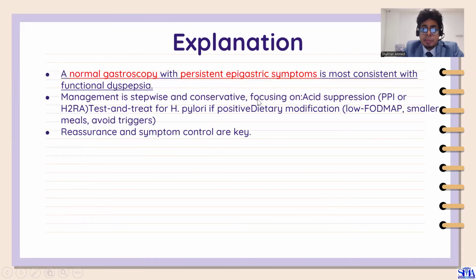Mostly the treatment is conservative, mainly acid suppression by PPI, and rule out if there is any H. pylori. Then give H. pylori treatment in that case. Right?